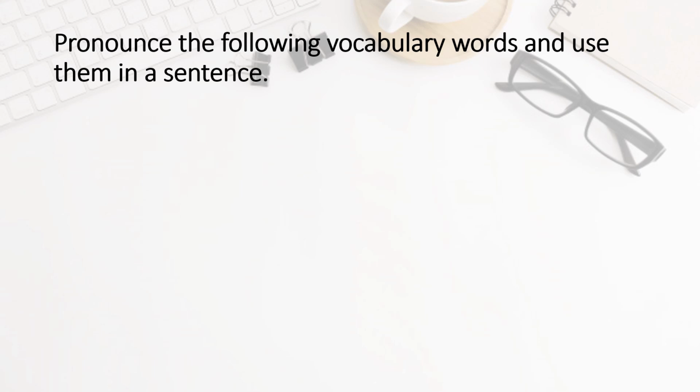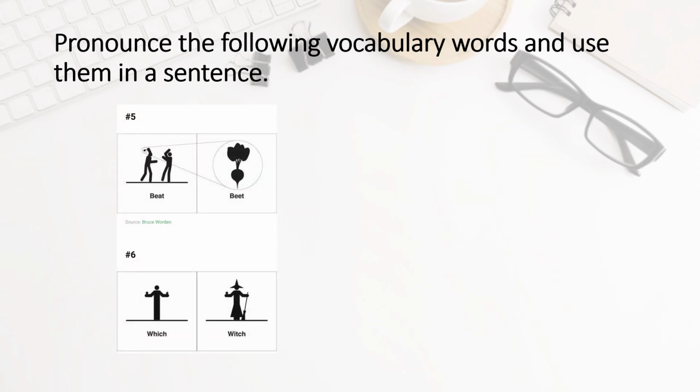On the next example, we are going to take one from each side and use it in a sentence. So, on this example, we are going to use number 6, which and which. So, the sentence that can be used for these are, which of the following should I choose? While on the other example, on the right side, witch. She is a witch and should be burned in the stake.